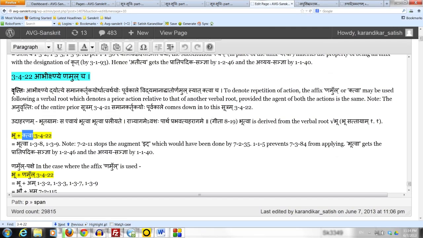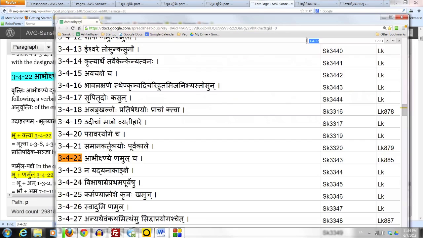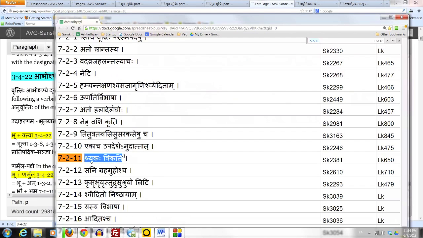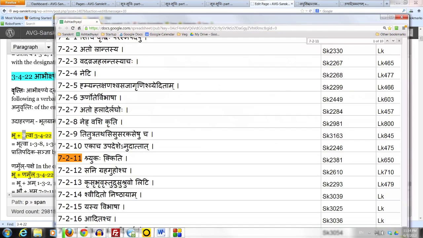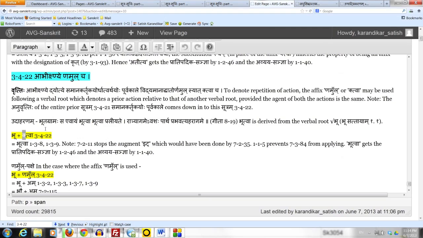Remove the it letter: the beginning kakara of ktva gets the sanya by lashakvataddhite, tasya lopah, and we get bhutva. Note that the sutram 7.2.11 shryukah kiti stops the augment it, which would have been done by 7.2.35 ardhadhatukasyed valadeh, because this verbal root bhu ends in a uk letter of the uk pratyahara. It is the ukara here, and the verbal root is followed by an affix which has the letter ka as a marker, so therefore 7.2.11 stops the augment it. And of course 1.1.5 kniti cha stops the gunadesha, which would have been done by 7.3.84 sarvadhatukardhadhatukayoh.